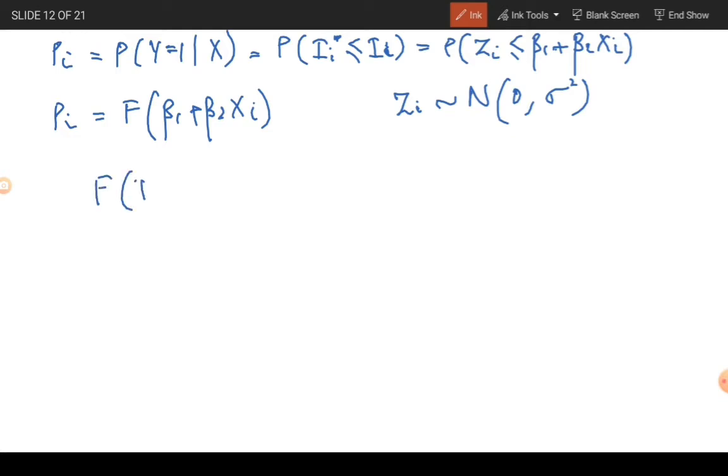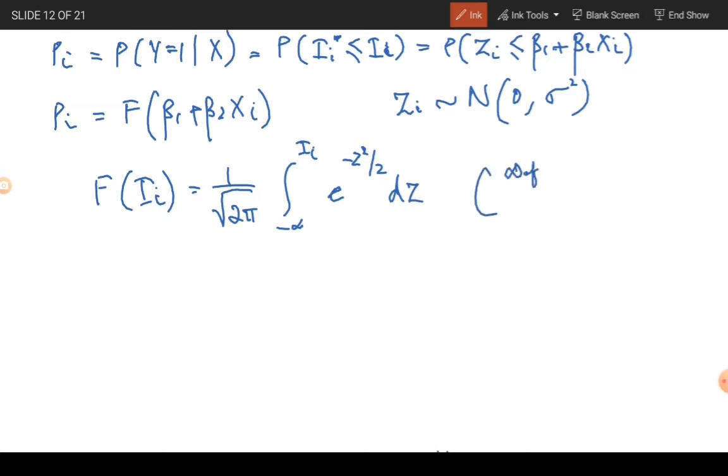So the cumulative distributive function is defined as 1 by root under 2 pi, integral going from minus infinity to the family's Ii, the unobservable utility index, e to the power minus z square by 2 dz. This is from the definition of the cumulative distributive function of a standard normal variable. This is the standard formula that we study as the cumulative distributive function of a standard normal variable.